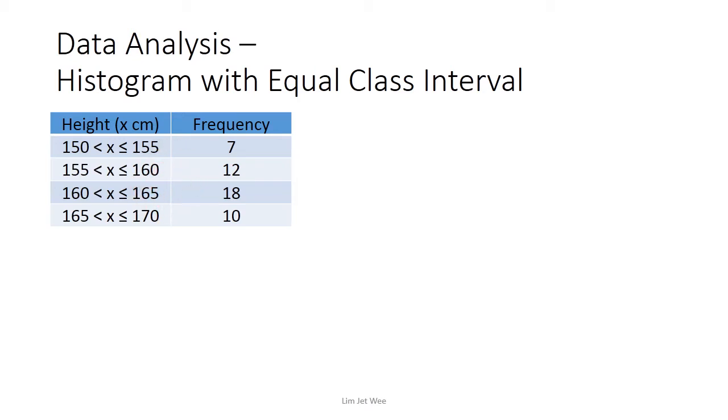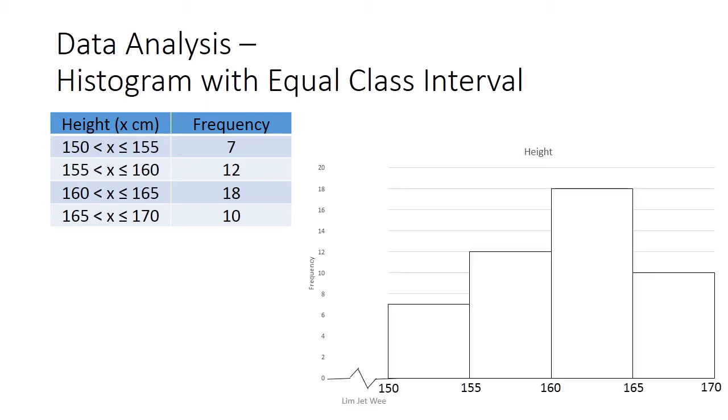What would the answer actually look like? The answer will look like this. So let's go through the elements. First, you have the vertical axis. This is the frequency. Since the largest frequency is actually at 18, I can actually stop at 20, just a little bit more than 18.